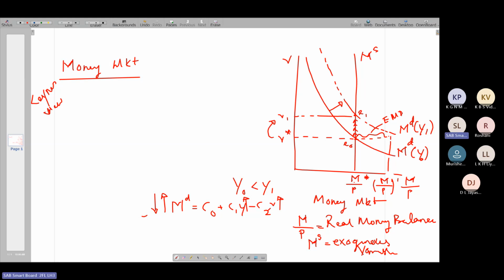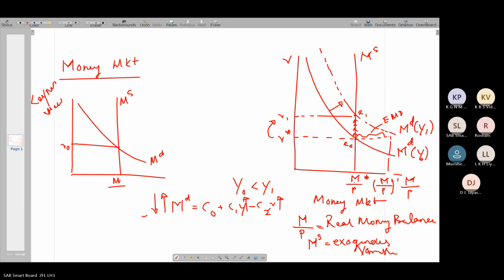If the money supply increases, what happens? That is the other way around, right? Now, let's say the central bank increases the money supply. So this is our money demand. This is the money supply curve, vertical. Initially, this is the equilibrium, right? R0. This is the real money balance. Initially, the money market is in equilibrium.